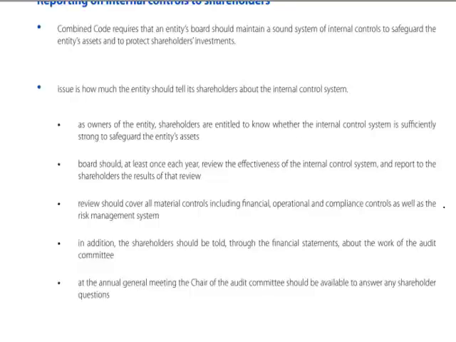In addition, shareholders should be told through the financial statements about the work of the Audit Committee. There will be a report, the report of the Audit Committee. At the annual general meeting, the chair of the Audit Committee should be available to answer shareholder questions.